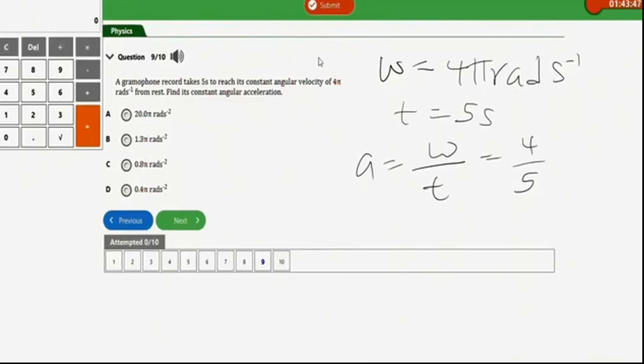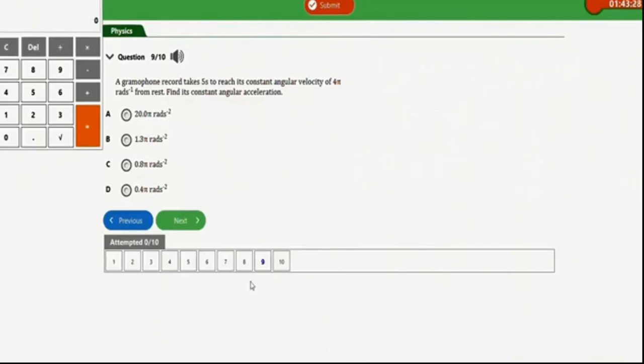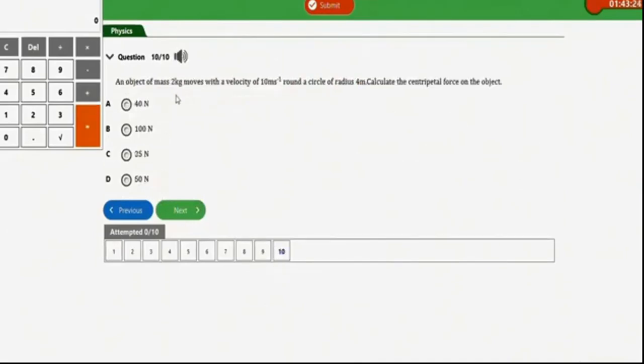Okay, so lastly, let's wipe this and solve the last repeated question. Alright, so the last repeated question will be this question. It says an object of mass 2 kg moves with a velocity of 10 meters per second around a circle of radius 4 meters. Calculate the centripetal force on the object.